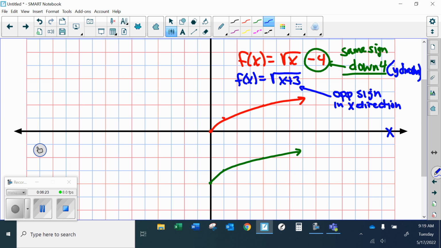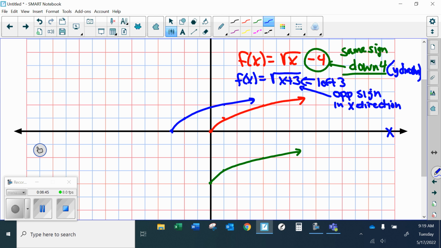Okay, so what's the opposite of plus 3? Minus 3. So I go left 3. 1, 2, 3. Right there. And then 1, 1 in the 4, 2. 1, 2, 3, 4, 2. So again, the shape does not change. It is just shifted left 3. So how I describe that, it would be left 3.